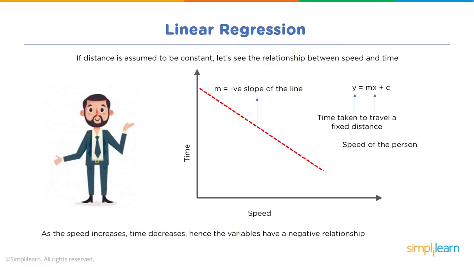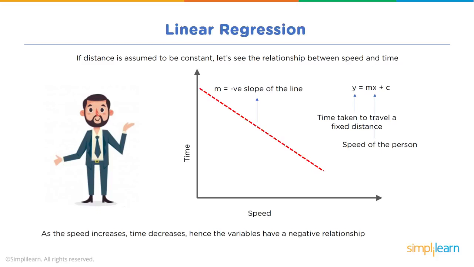When we put that into a linear regression model or a graph, if the distance is assumed to be constant, let's see the relationship between speed and time. As time goes up, the speed needed to go that same distance goes down. So now your m equals a negative slope of the line. As the speed increases, time decreases, hence the variables have a negative relationship. Again, there's our definition: positive relationship and negative relationship depend on the slope of the line.